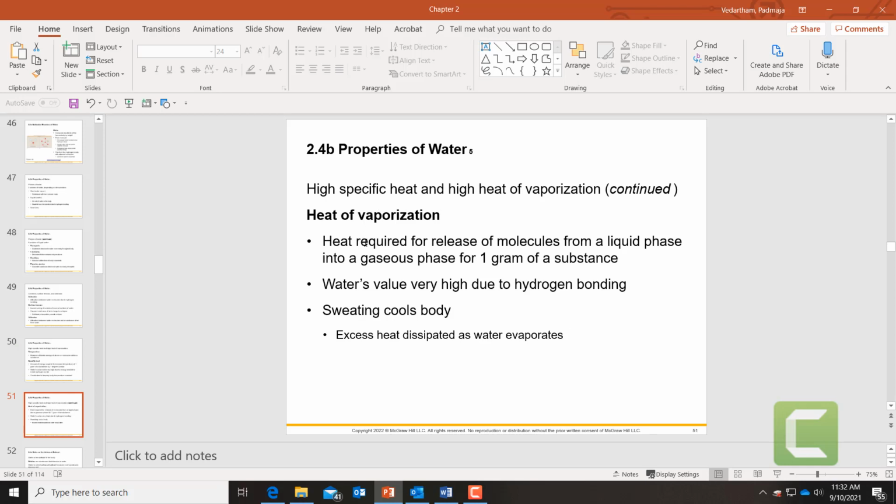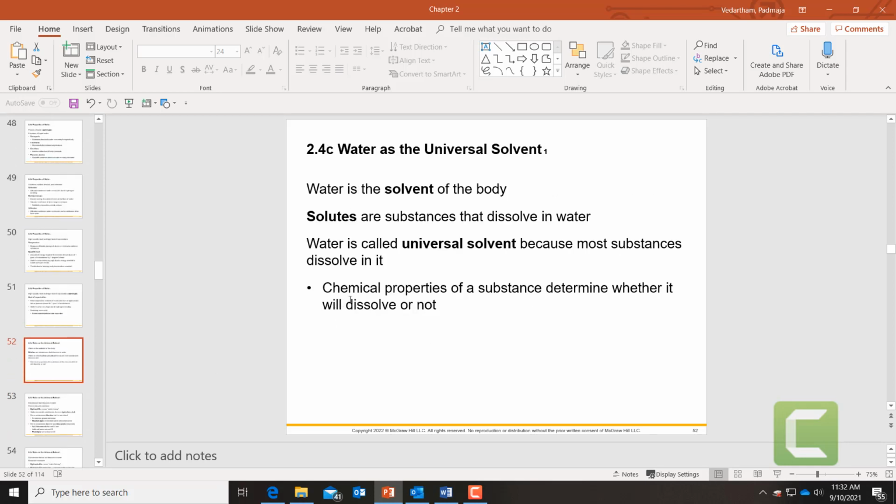And heat of vaporization is the amount of heat required to release a molecule from a liquid state to a gaseous state for that 1 gram. Again, it's really high due to hydrogen bonding. And that's why sweating cools the body, that particular feature.